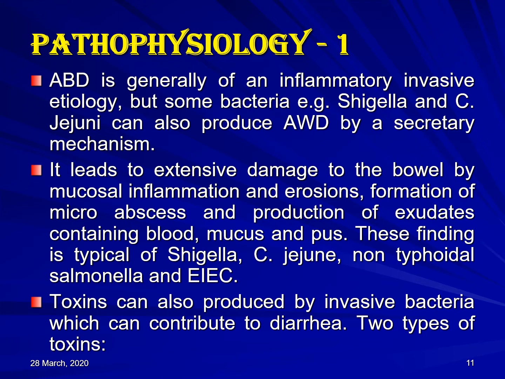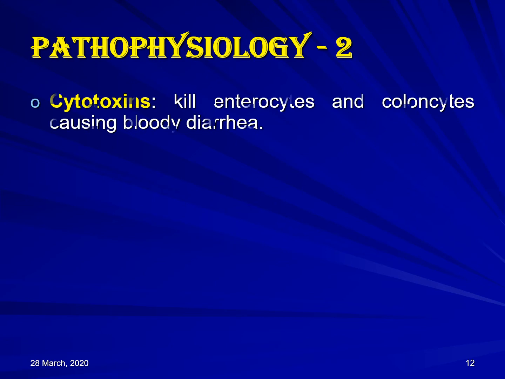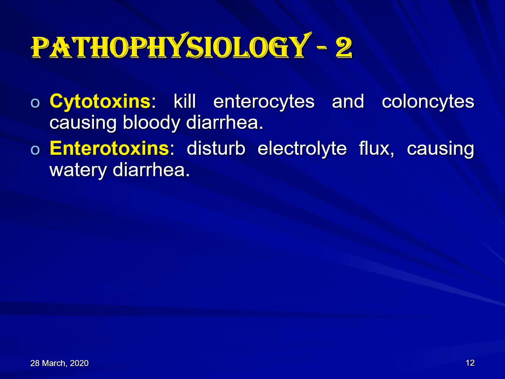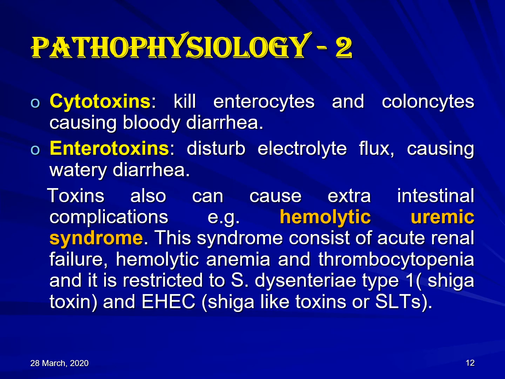Toxins can be produced by certain bacteria, including invasive bacteria, which contribute to the diarrhea. There are two types of toxins, either cytotoxins or enterotoxins. Cytotoxins are toxins that kill the cells, including the enterocytes and colonocytes, causing bloody diarrhea. And enterotoxins lead to watery diarrhea by disturbing the electrolyte flux through the cell membrane.